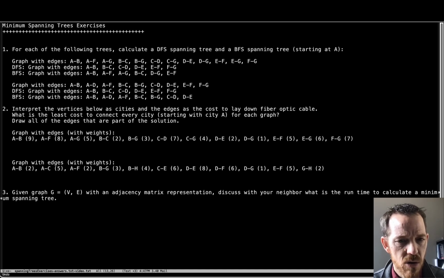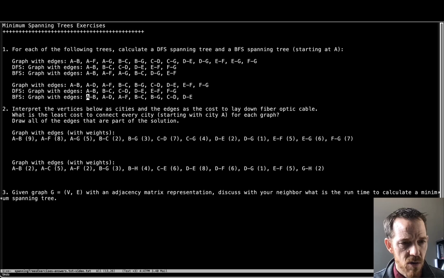Now let's utilize not only spanning trees, but move into minimum spanning trees. So let's interpret the vertices for the graph as cities, and then the edges as the cost to produce some networks, for example, a fiber optic cable. And so what is the lowest cost to connect every city starting at A to the graph? And then make sure we draw all the edges that are part of the solution.